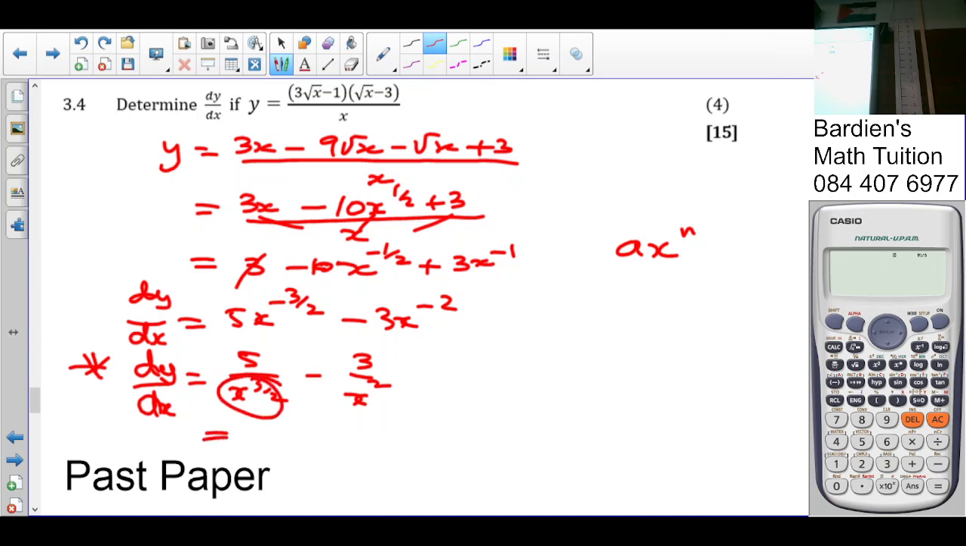And that there I can write in radical form. That is basically x to the 1 and a half. That 1 is on the outside, x to the half is going to be the root of x, minus 3 over x squared. Okay? Any confusion here? No?